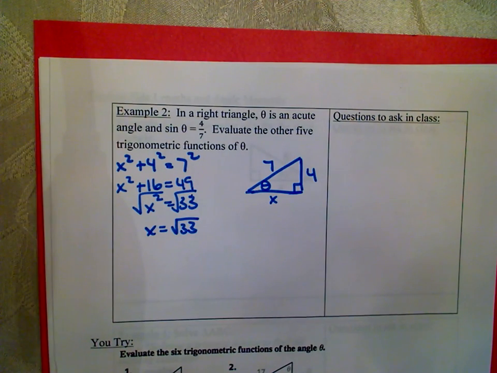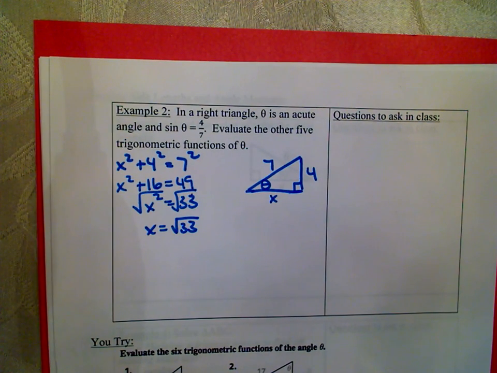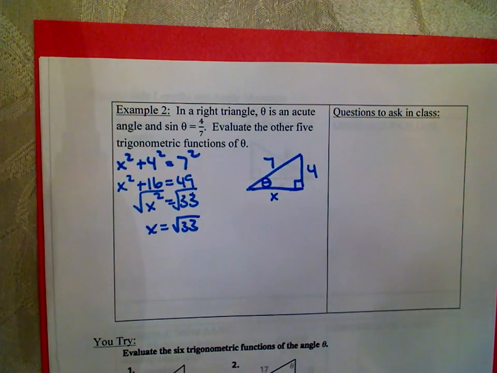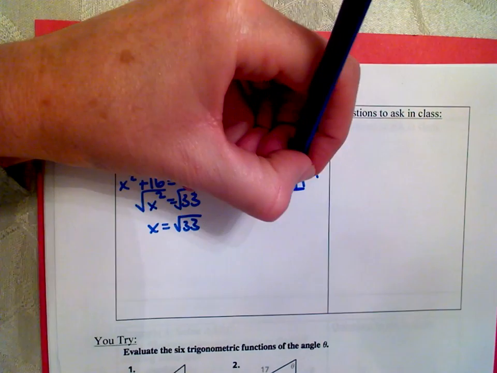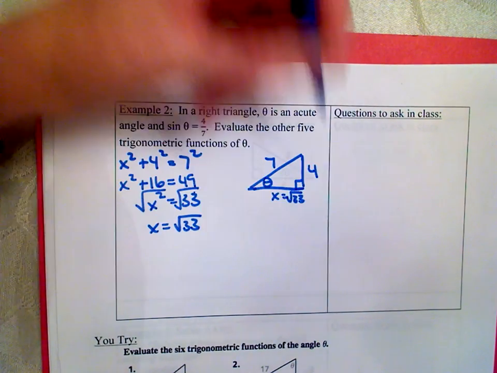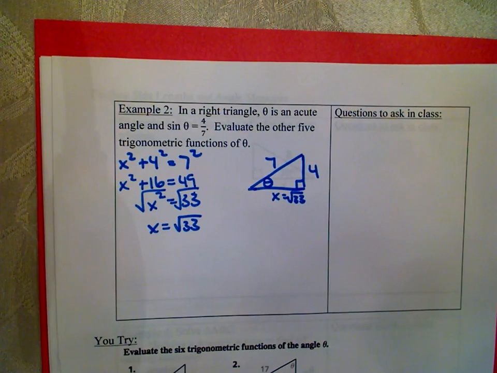Now that is not going to simplify. It's also not going to work out nice. We're just going to leave it like that. It's perfectly fine. It's better to leave something in radical form than to change it to a decimal and then have decimals inside of a fraction. Okay? So just leave it as the square root of 33. If you happen to have something like the square root of 75 that can simplify like we did in the last unit, go ahead and simplify it. But now that we have all 3 sides, we can evaluate our other 5 trig functions.